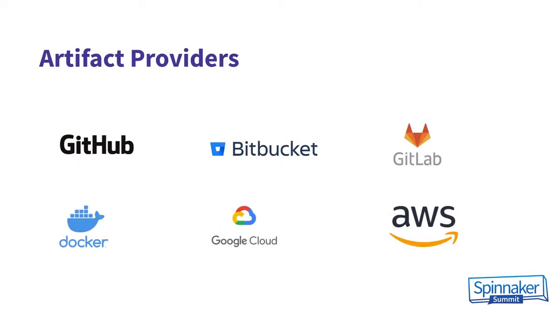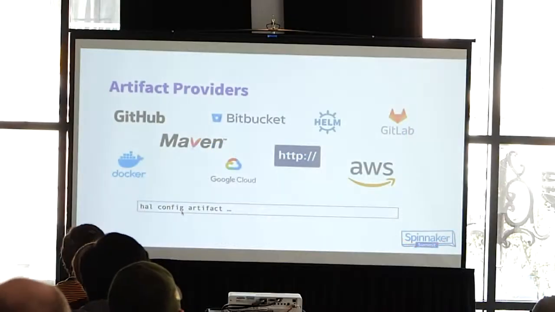What are the different artifact providers? Lots of them. It can come from GitHub, Bitbucket, it could be a Helm chart, GitLab, it can come from Maven, Docker, Google Cloud, it could be an HTTP resource, it could be an S3 resource. So lots of providers are available for artifacts. And how do you configure them? Using the hal config artifact command. Any questions?